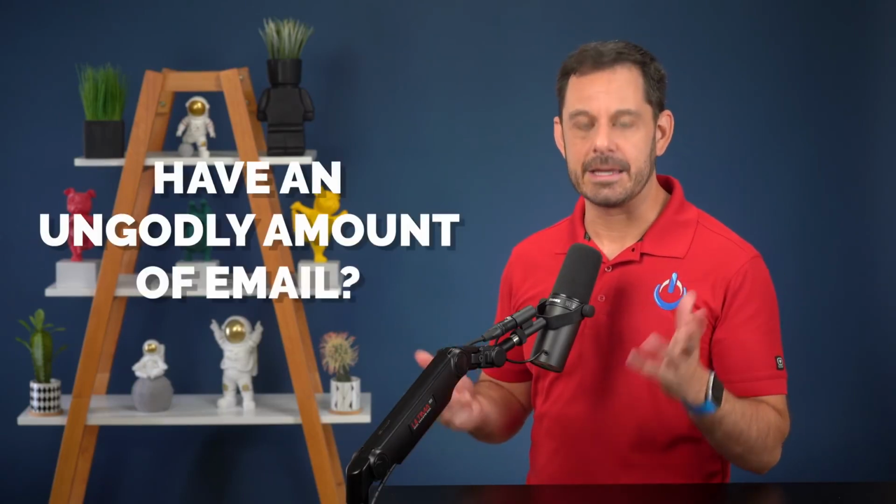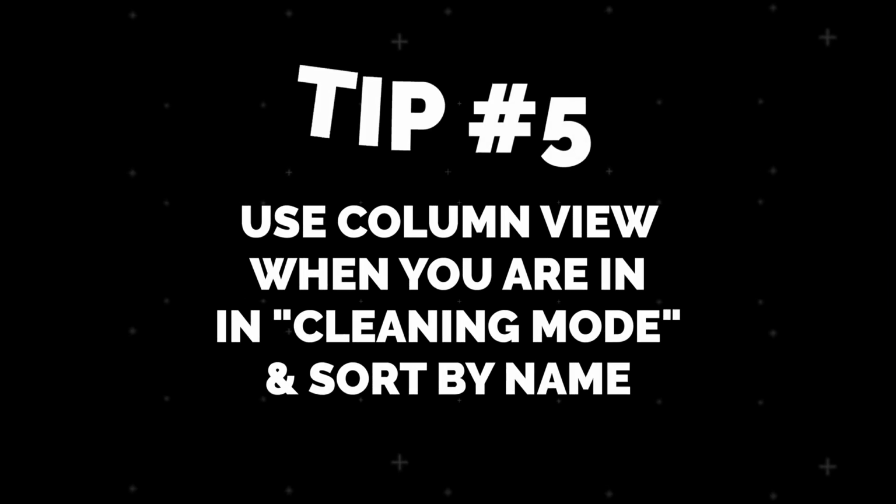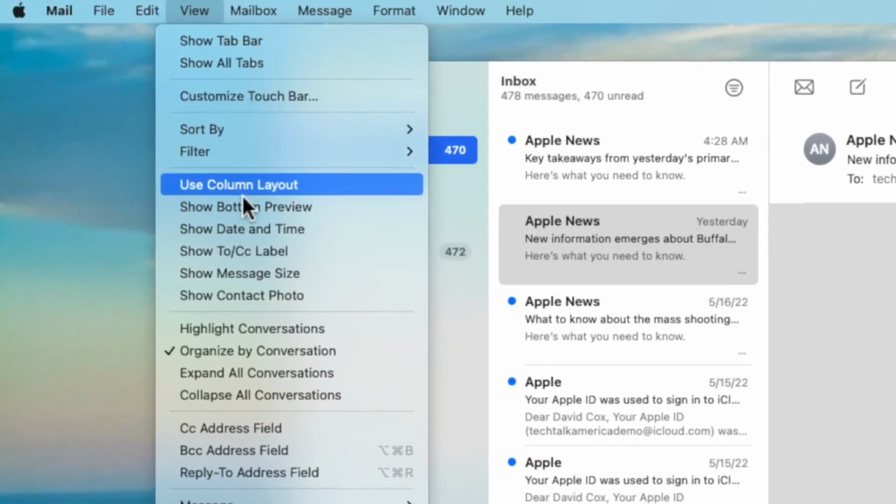I'd like to start by teaching you 2 straightforward tricks that are perfect for anyone who has an ungodly amount of email in their inbox. So, most of you. At number 5, I suggest that you use the column view to help clean out old emails based on who they're from, by date, and more. To access this view setting, click into the View menu and select Use Column Layout.